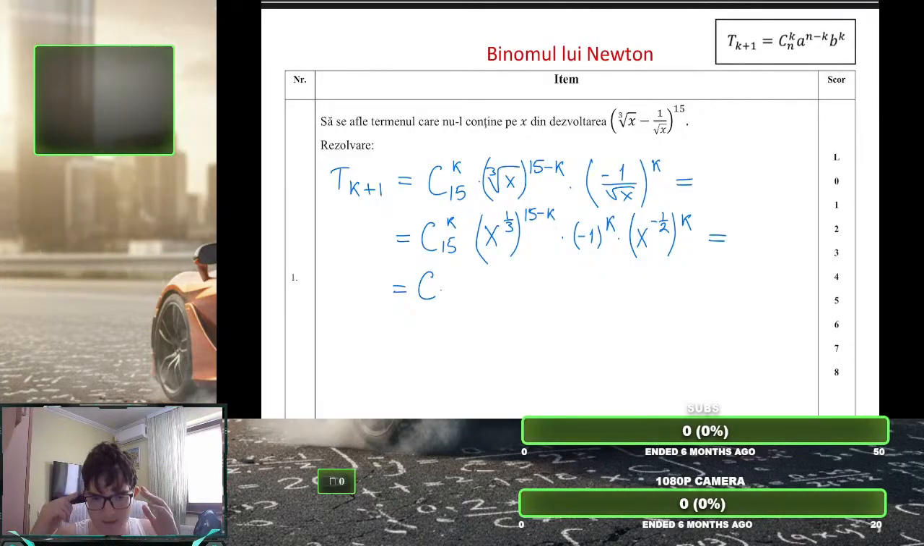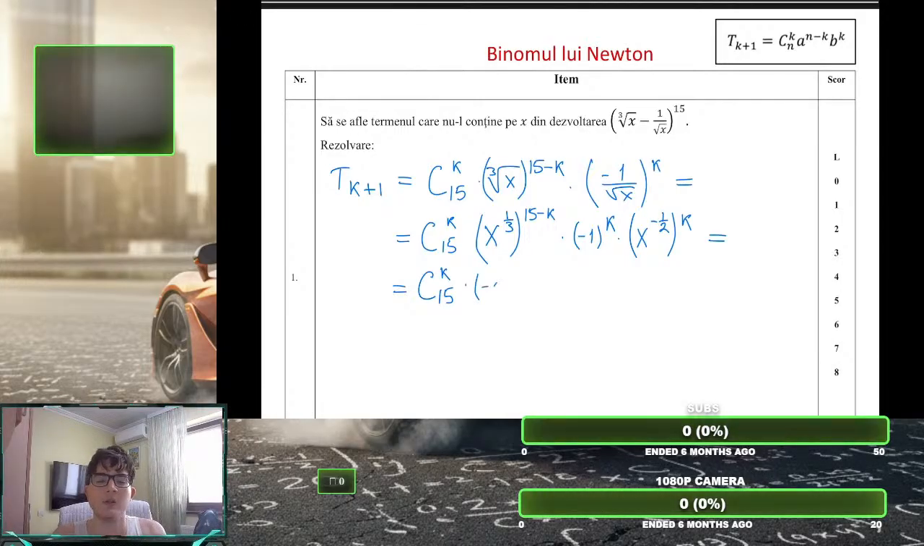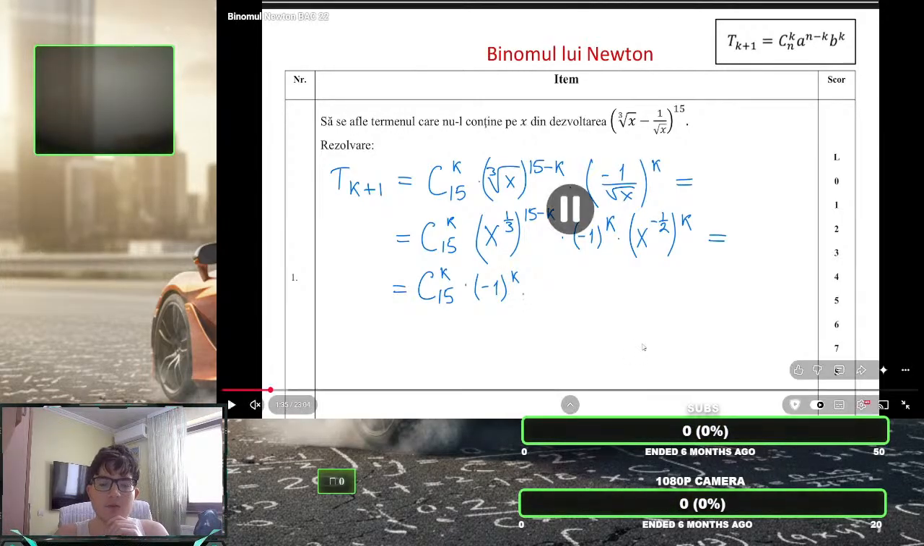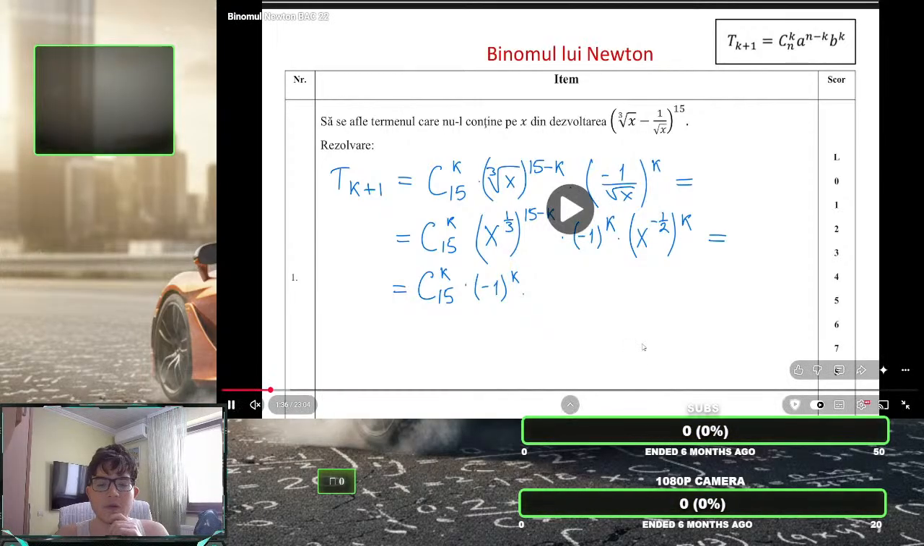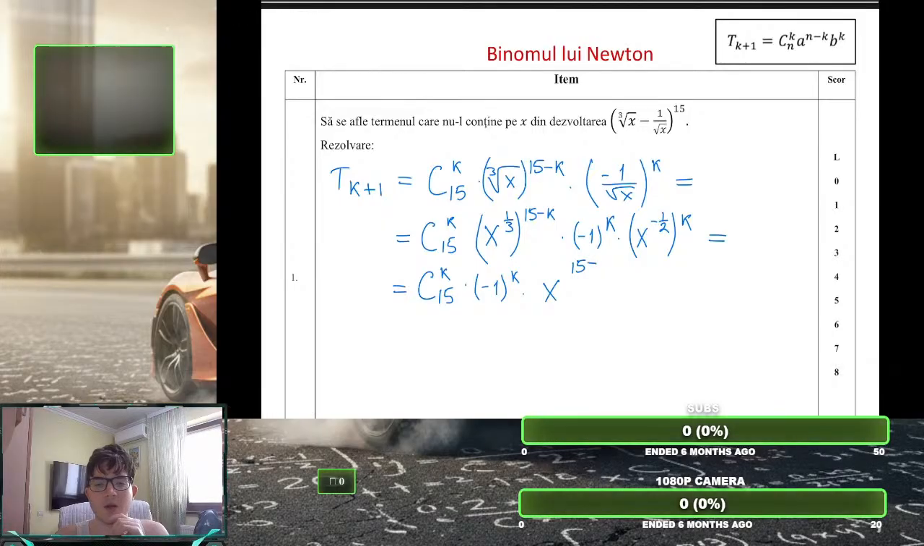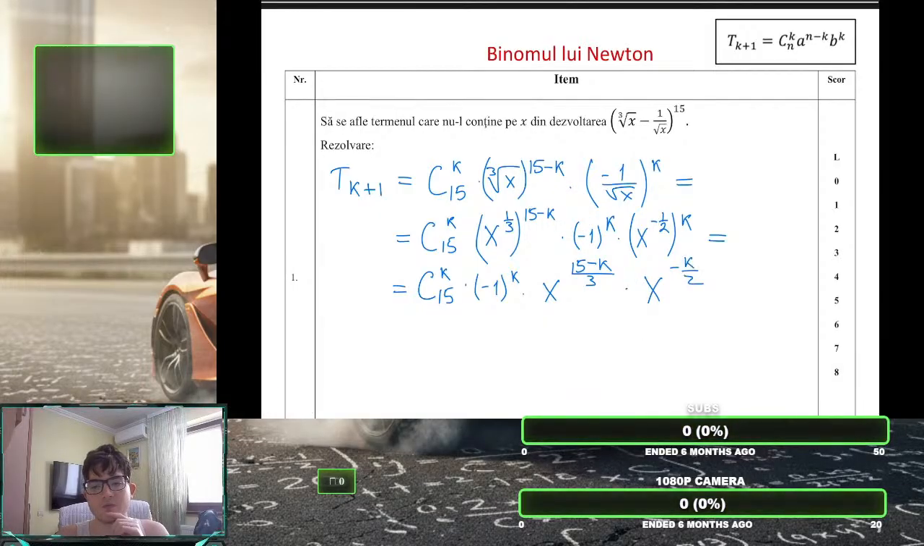So this guy chose to do it like this, huh? I guess if the method is like this, I thought the power can be moved and the negative sign is being removed, but looks like perhaps it's harder than that. Anyways, the C remains as it is. Now this negative 1k goes up front. I guess that's the method. Whatever. X at the power of 15 minus k divided by 3. And write there x at the power of minus k divided by 2.